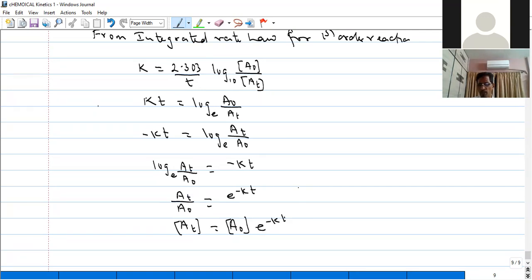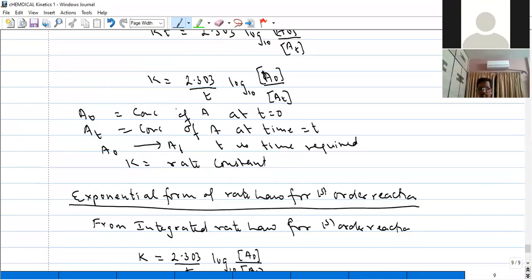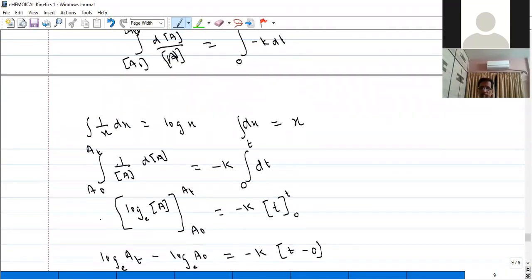This is called the exponential form of rate law. So this is the exponential form of rate law. At, the concentration at time t, is equal to concentration at time 0, e raised to minus Kt. So this was the integrated rate law for the first order reaction.